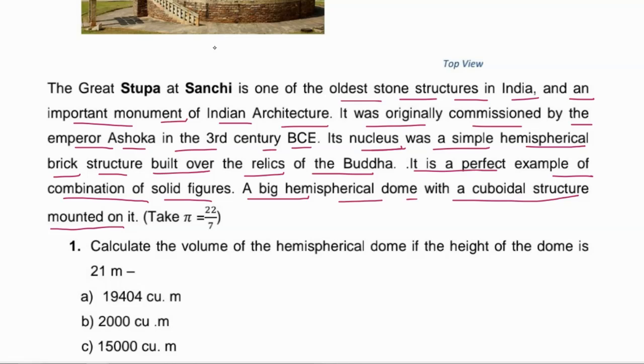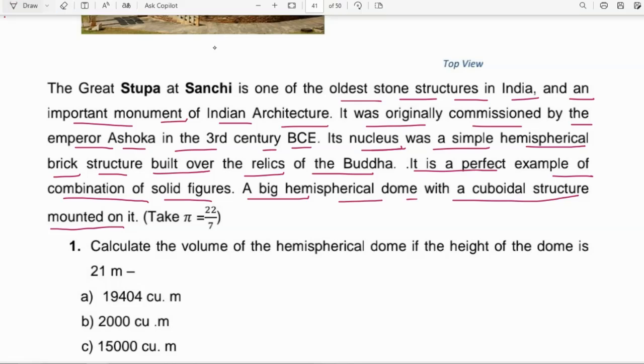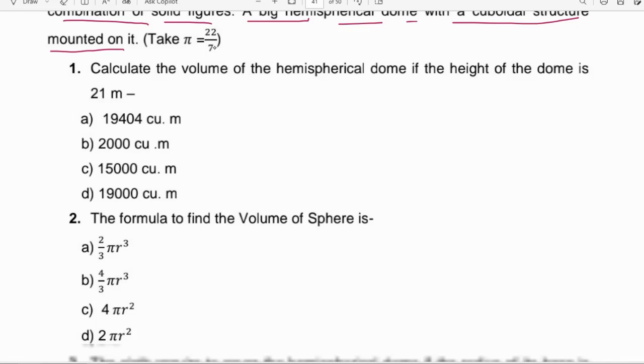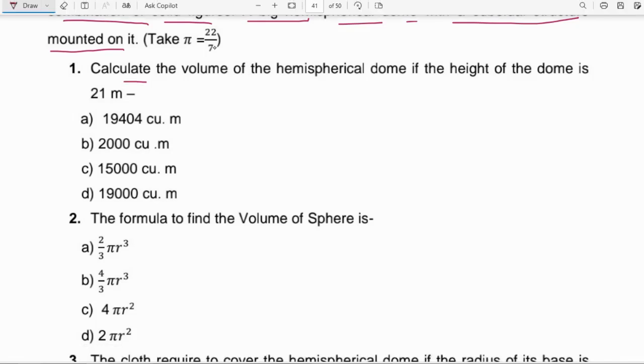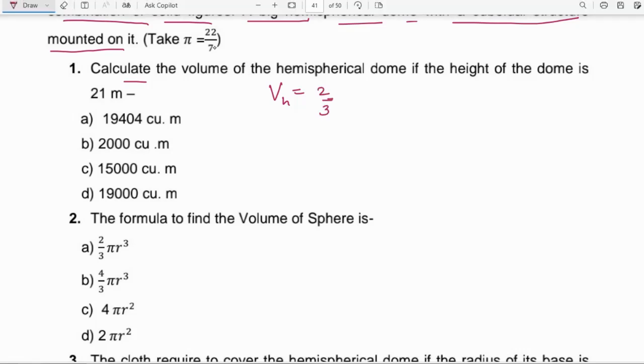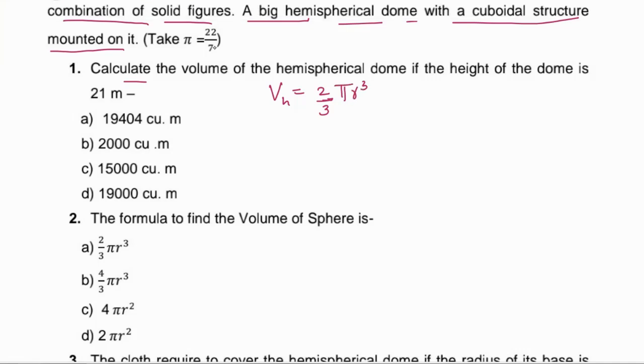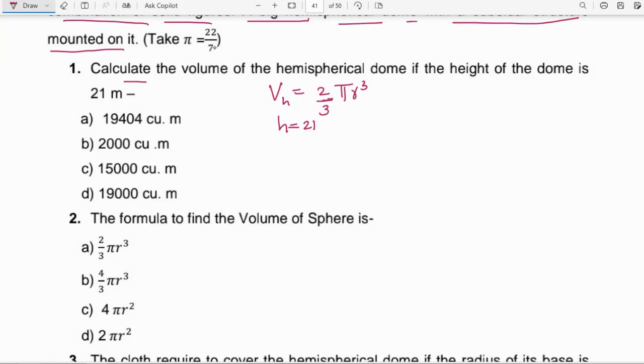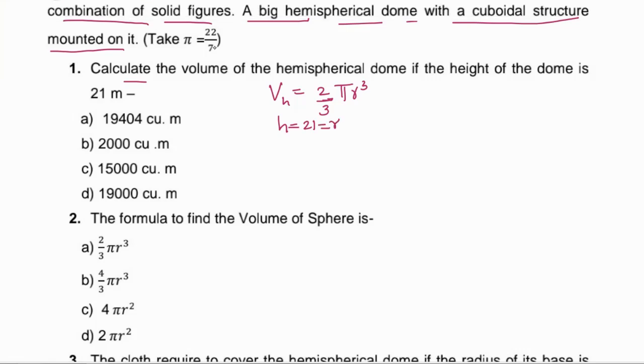So pi value is 22 by 7. According to this case study, he is asking you to calculate the volume of the hemisphere. So what is the volume of the hemisphere? The formula is 2 by 3 pi r cube. They have given height as 21 and radius is equal to height. In a hemisphere, height and radius will always be the same.